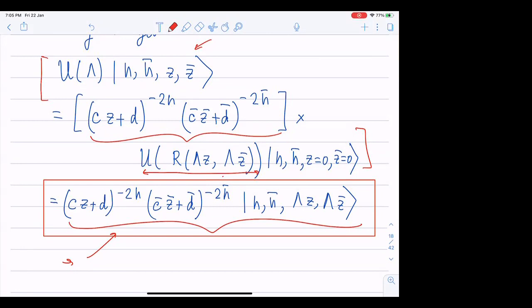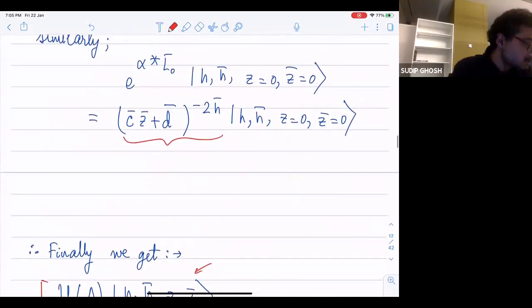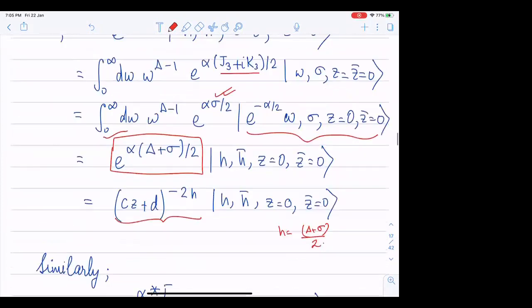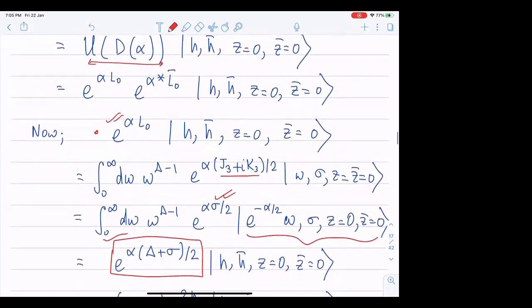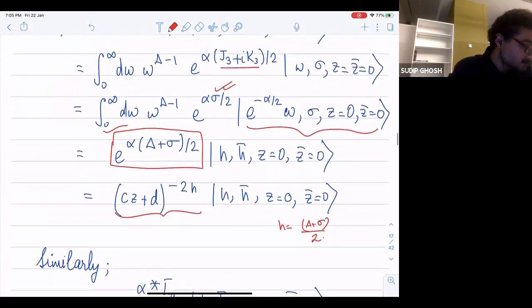Quick question. In the derivation that you just showed, I thought Z was 0 when you showed that the state transforms with CZ plus D. Is it true for arbitrary Z? So, sorry, let me get back. Here, even there. Sorry. Throughout, the states are all at Z equal to 0.